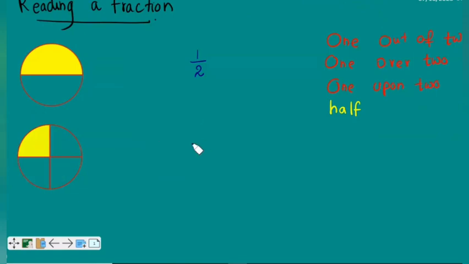Here it is. There are 4 equal parts. Out of 4, I have shaded 1 part. Then this can be read as 1 out of 4, 1 over 4, 1 upon 4, or this is read as quarter.